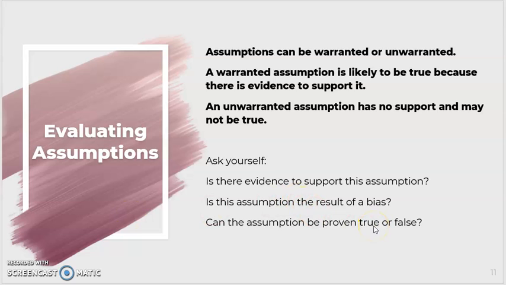We talked in an earlier chapter about how authors sometimes make assumptions in their text, and so at this point you should be pretty familiar with identifying those assumptions, but it is worth noting that assumptions can be either warranted or unwarranted. Warranted assumptions are assumptions that are likely to be true because of the evidence that would support it. So, if you were to assume that the critical analysis was going to be a big part of your grade, that would be a warranted assumption. There's probably some evidence to support that.